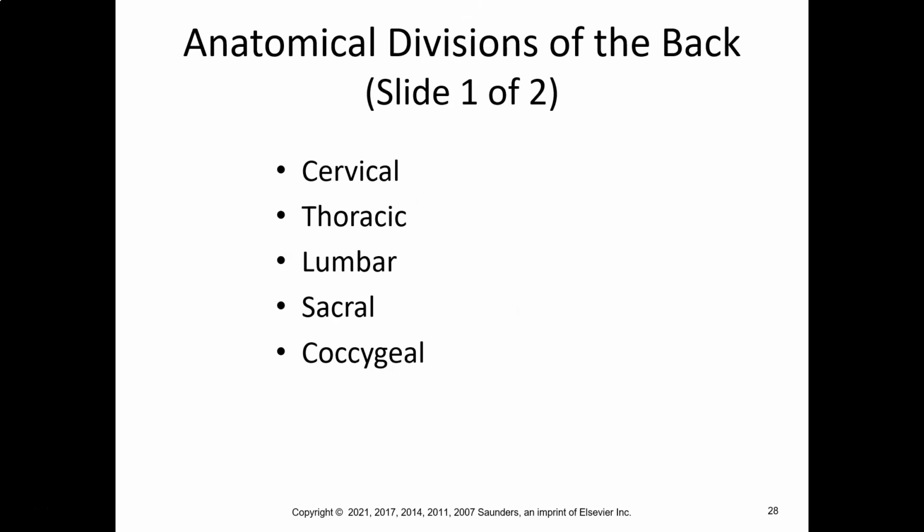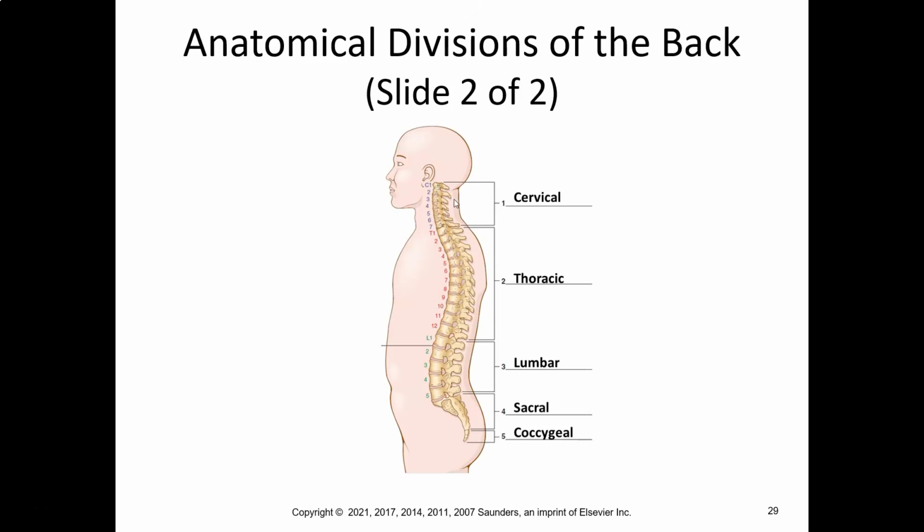Cervical, thoracic, lumbar, sacral, coccygeal. Cervical, you have 7 cervical. Thoracic, you have 12 vertebrae. Lumbar region, you have 5. Sacral, and then coccygeal, which is your tailbone. If you ever go snowboarding or skateboarding, you probably have fallen on your coccygeal area, which is your tailbone, and it hurts like heck.